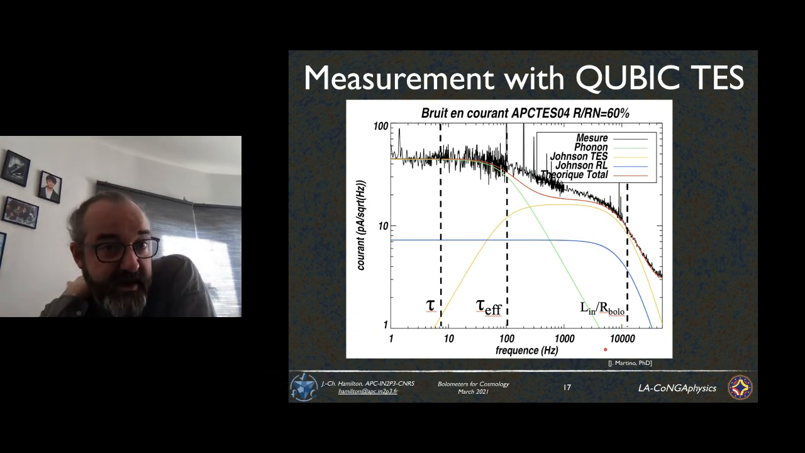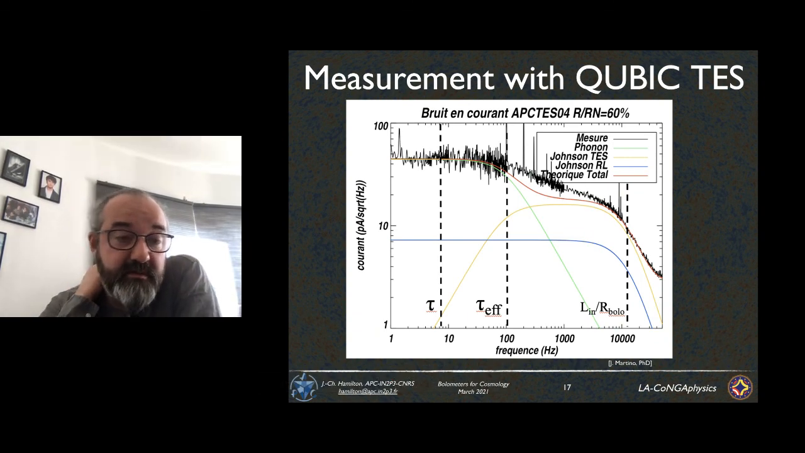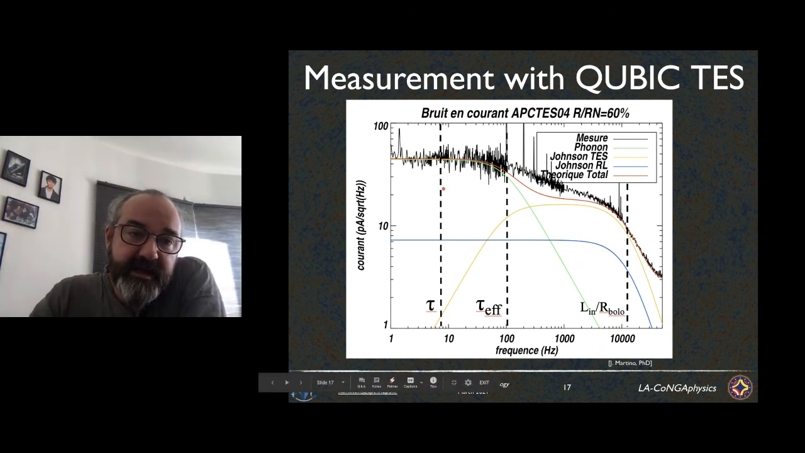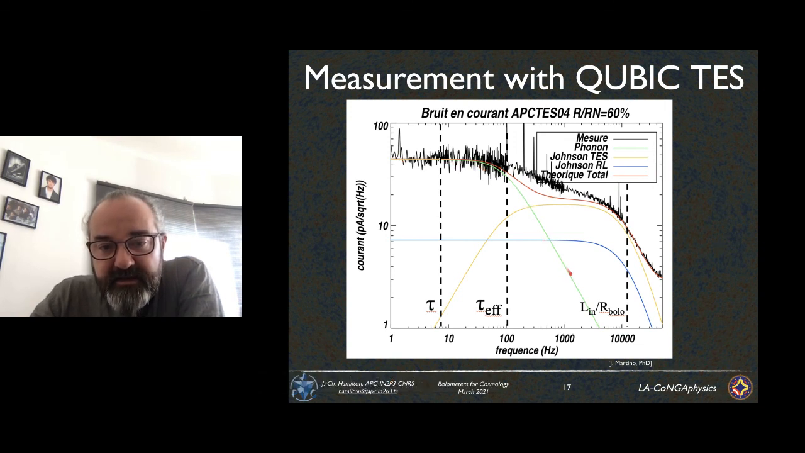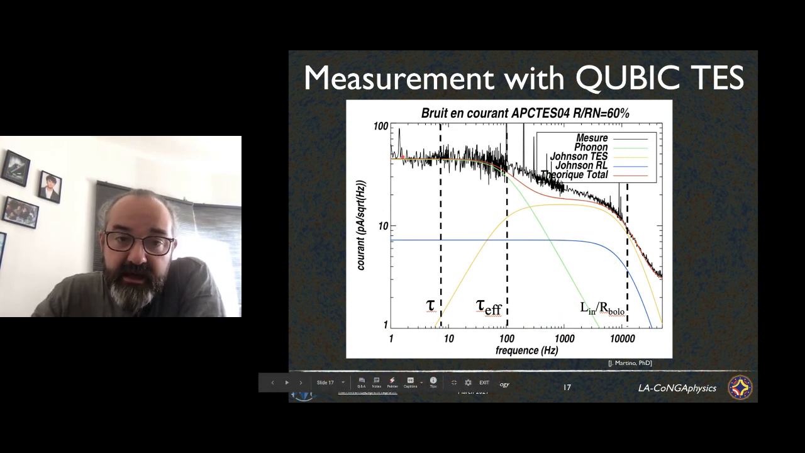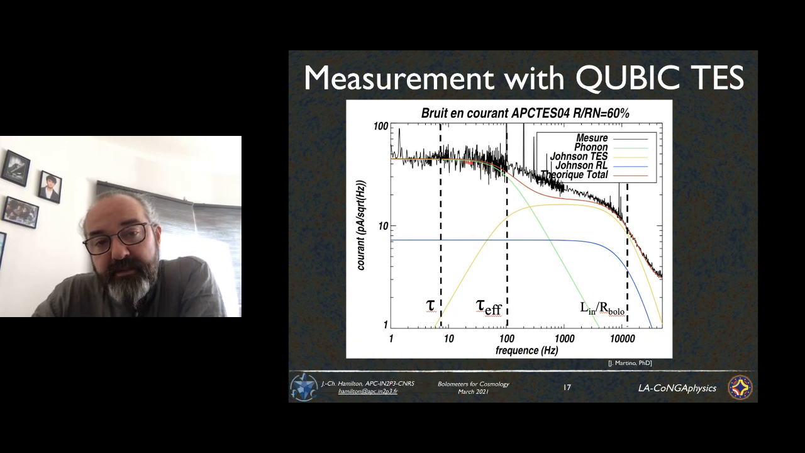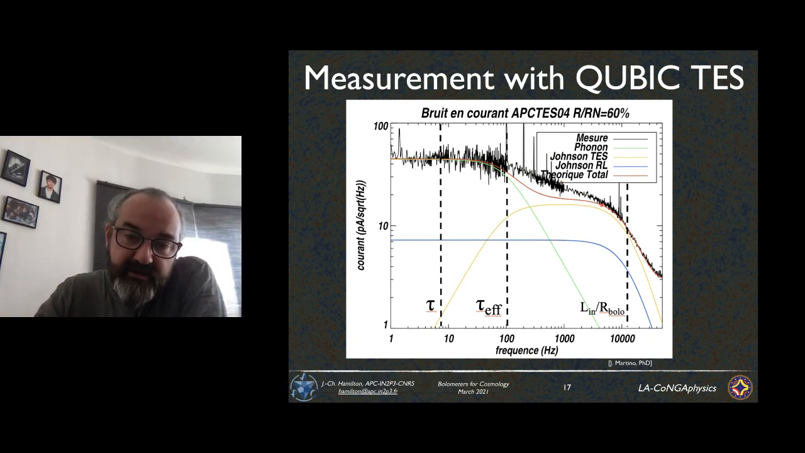So here is a measurement, an actual measurement of the noise with one of the cubic TES. And you can see the phonon contribution in green here. So the data is in black, and that's the model of the phonon noise. And here in yellow is the model of the Johnson noise. And you can see that the bolometer is rather well modeled by the two contributions. It's not perfect, but it's quite good. Okay, and that's as a function of frequency. So you see that the phonon is slower and happens at lower frequency, while the Johnson noise happens at higher frequencies.